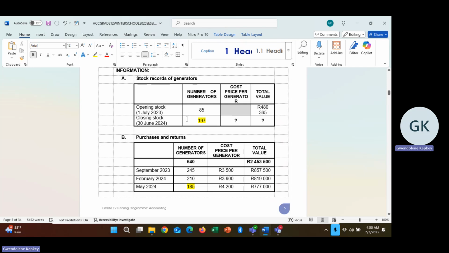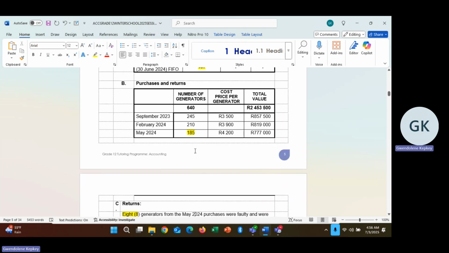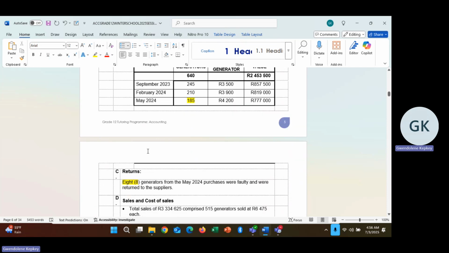They want the rand value of my closing stock at the end of the year, applying the FIFO method. That is what they want. I need to find out what's the value of that 197 items. So my starting point will be, I'm going to work towards that. Moving on, grade 12s, I need to determine how many items I purchased last. Together with that, I need to find out, have we at any stage returned some of the items we've purchased last? What does that tell me?